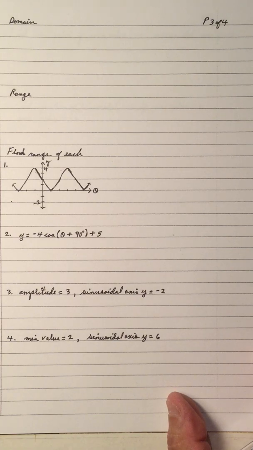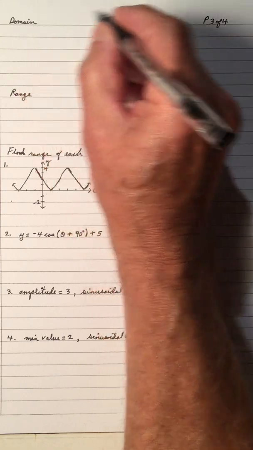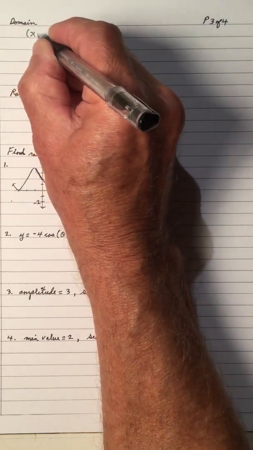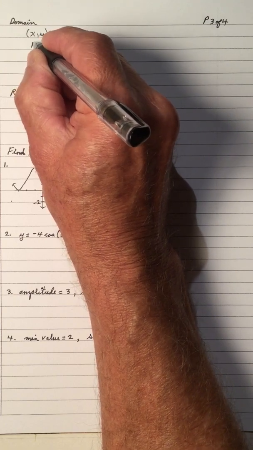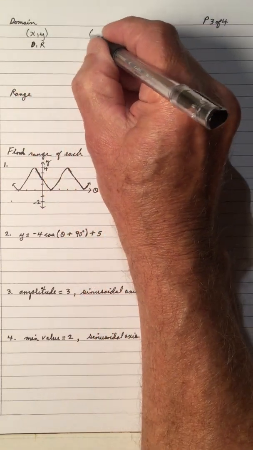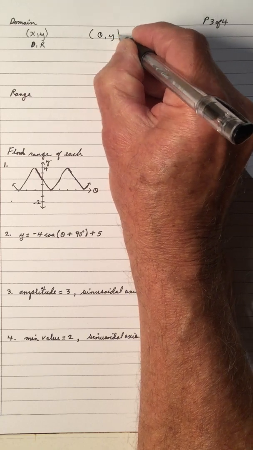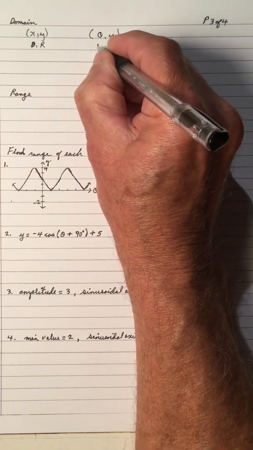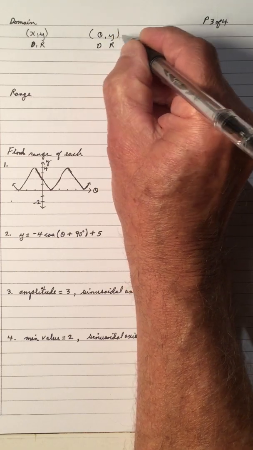Now, also, since we know how to find the max and min values, let's look at the domain and range. If we have an ordered pair x, y, the domain is the x, and the range is the y. If we have a sinusoidal function, we have the theta and the y. So the domain is the degrees or radians, and the range is the y values.